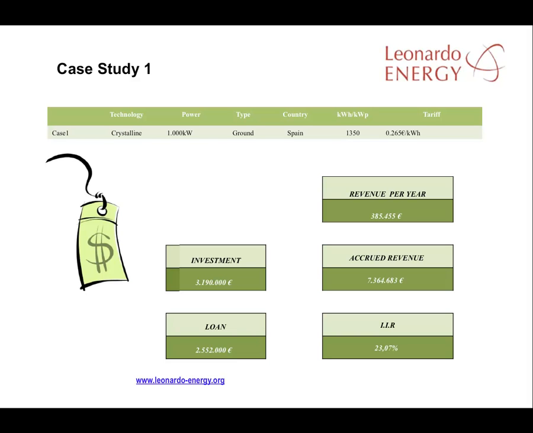Based on a feed-in tariff of 26 euro cents per kilowatt hour, a 20% equity investment and a loan of €2,552,000, an internal rate of return of 23.07% can be expected. If you know the economics of financing, you will know that's a very high IRR. This will be a very attractive project for any financial company.